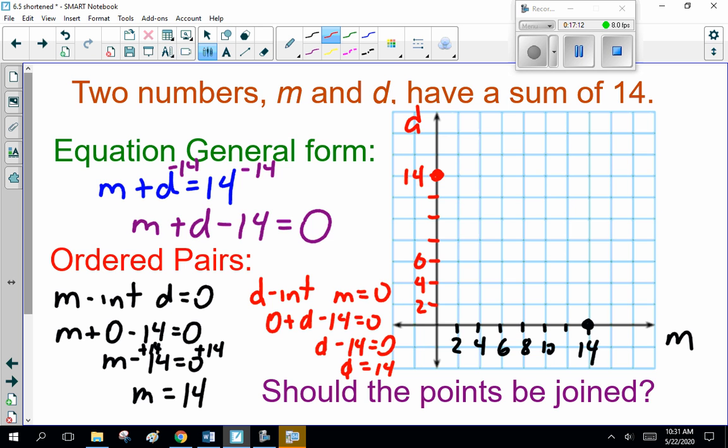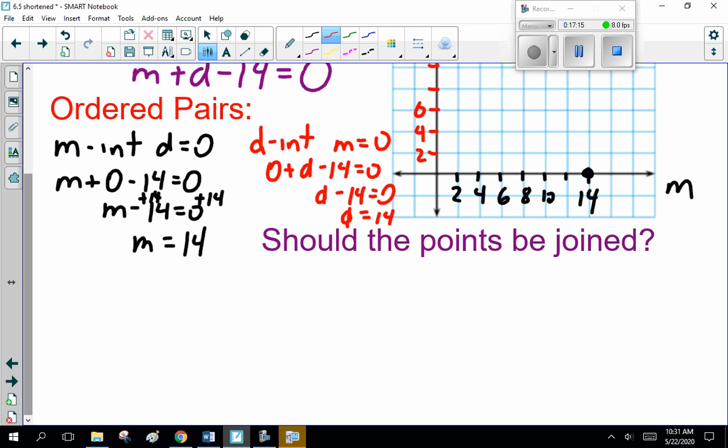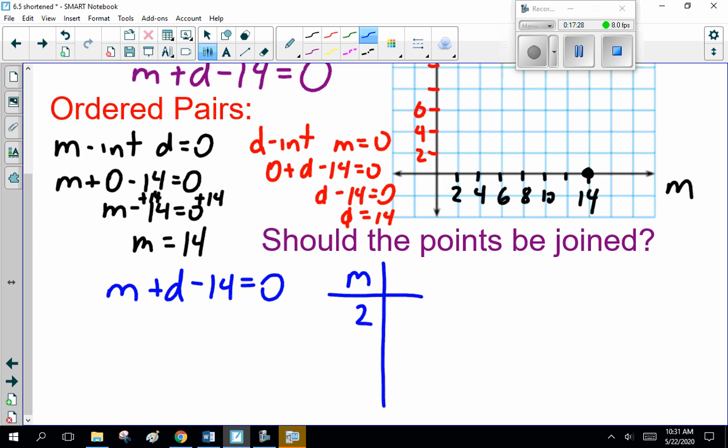Now a couple of other ordered pairs. Now what I mean by ordered pairs is plug in some numbers and see if they work. So the formula is m plus d minus 14 is 0. So let's go m is 2, just for the heck of it. Why not? So 2 plus d minus 14 is 0. D minus 12 is 0. So add 12 to both sides. D is 12.